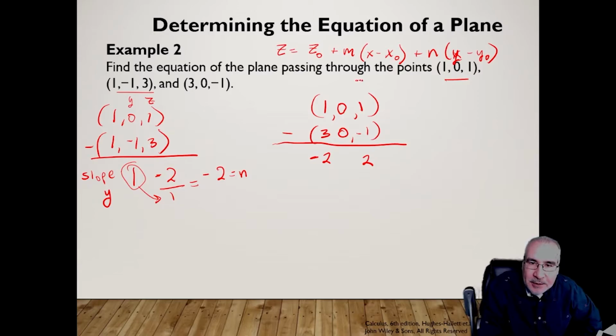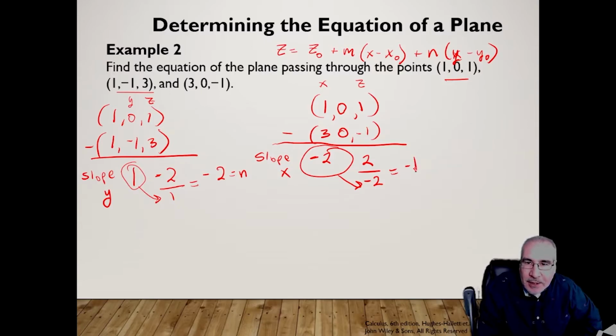Remember, this is our z, this is our x. It's going to give us the slope in the x direction. The change in z over the change in x. And we take this x and tuck it underneath. So that's going to give us negative 1. And that's going to be our slope in the x direction.